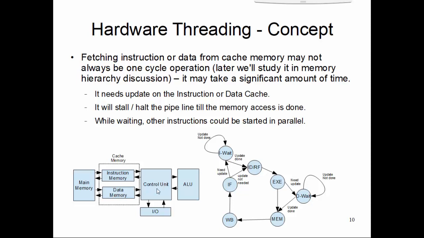If the control unit is fetching some data from the data memory, and let's say that data is not present in the data memory, then the whole system needs to be halted, and the corresponding data needs to be pulled out from the main memory, first stored into the data memory, and then sent to the control unit.